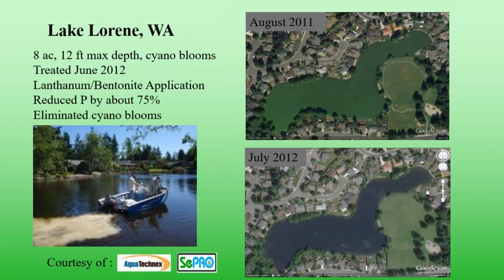Lake Lorraine in Washington was an example that was given to me by the CPRO folks. They went from the top picture to the bottom picture. I have heard that it has since gone back. I don't know if it's been retreated. I don't know why that was. Again, none of these are permanent solutions, but look at the watershed. You're not going to make those people go away. You're not going to get the nutrients to disappear. So you have to do something about it in the lake.